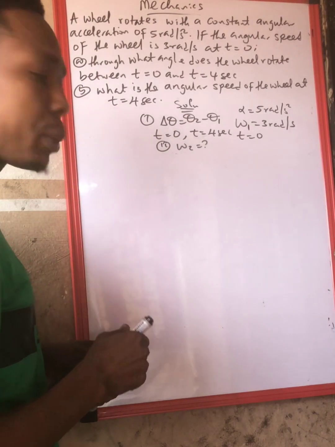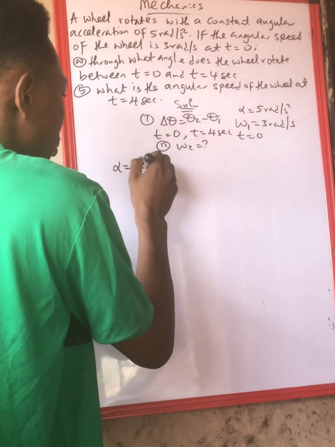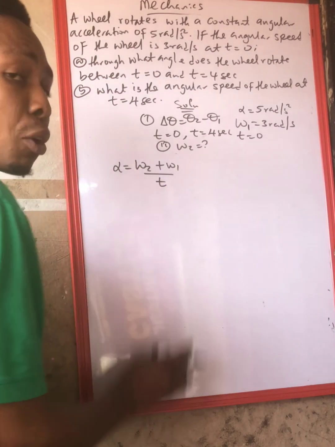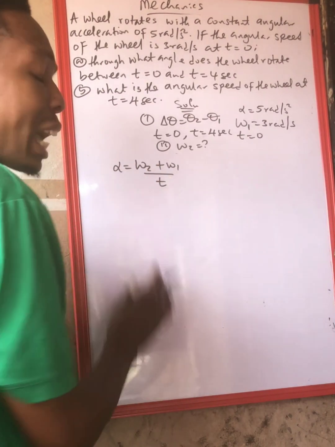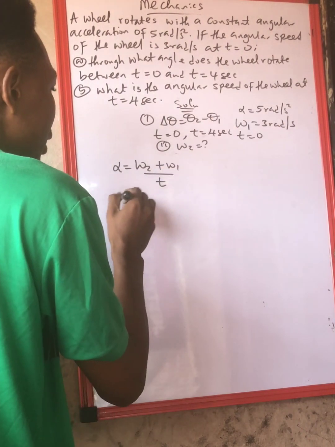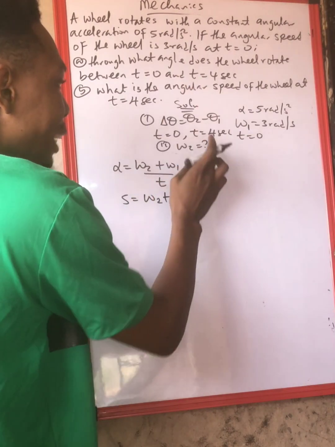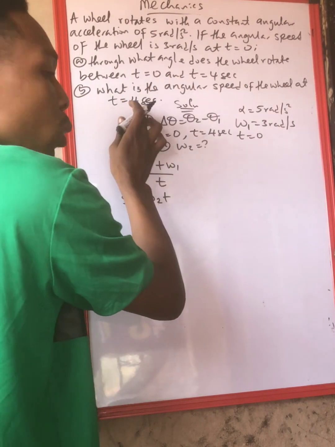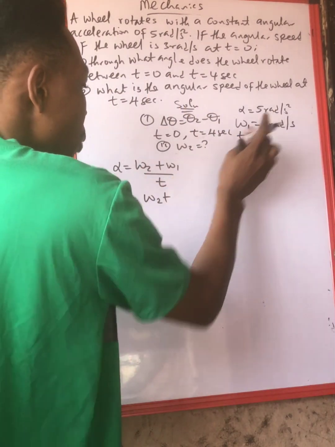All right, so look for W2. Remember I gave you a formula that alpha equals W2 plus W1, all over T. So we are looking for W2. From here I can get my W2. I have my W1, I have my alpha, and I have my time. So my alpha is 5, equals W2, which is unknown, plus W1, when the time was 4 seconds. Don't forget, they ask what is the angular speed at t equals 4 seconds. So we're given our time to be 4, and our W1 was given to be 3.